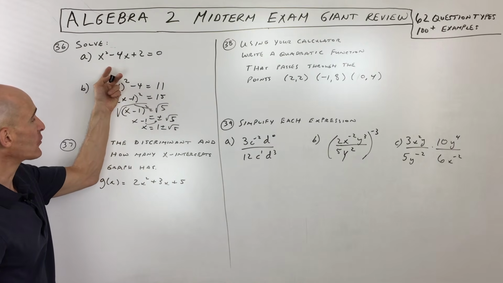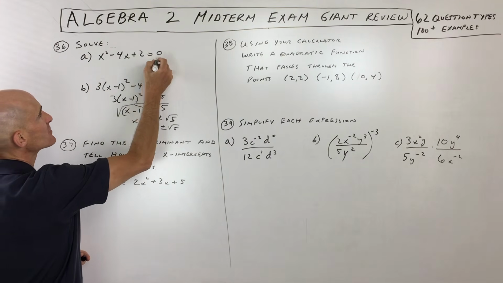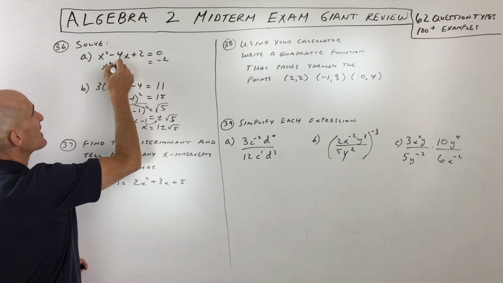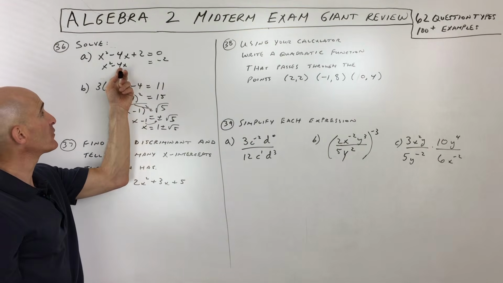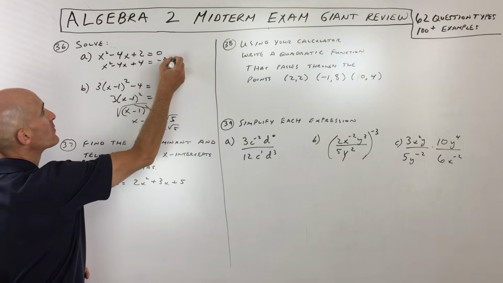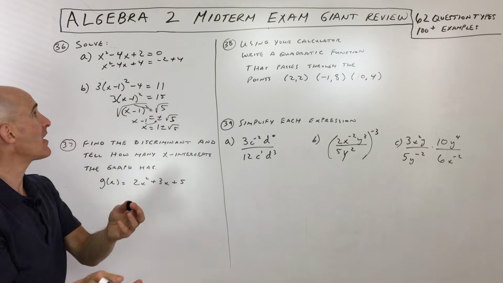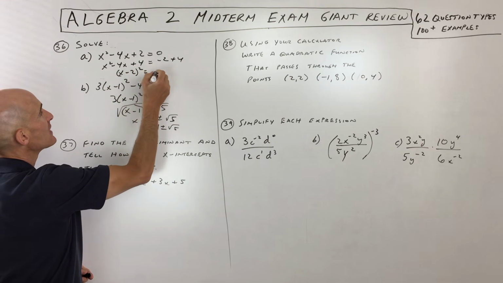Okay, but going back to letter A, what I would do here is a similar sort of situation. I would subtract 2. So that gives us x squared minus 4x. And then what I'm going to do is complete the square. So half of negative 4 is negative 2. Negative 2 squared is positive 4, but you want to add it to both sides to keep the equation balanced, right? If I factor this, I get x minus 2 squared equals 2.